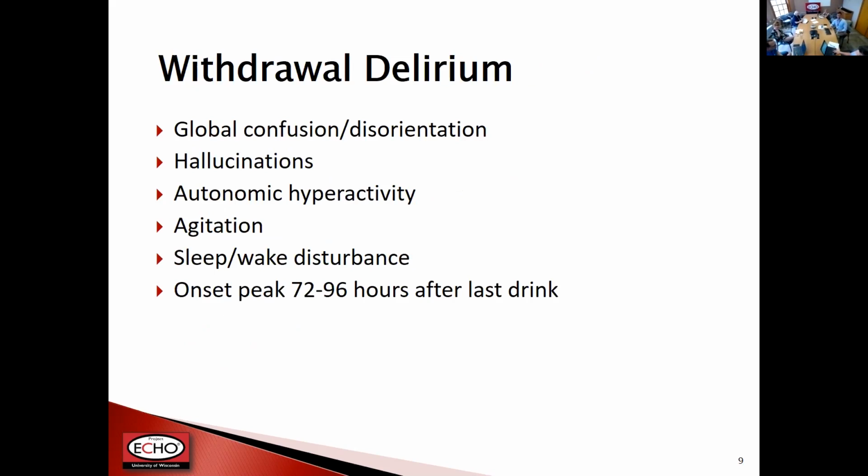I've already alluded to this, that the delirium may be accompanied by hallucinations. I mentioned the autonomic hyperactivity, agitation, disturbance of sleep-wake cycle, where they may be more likely to be more active at night. It generally peaks at 3 to 4 days after a last consumption, and can last weeks, even though more typically 5 to 7 days.